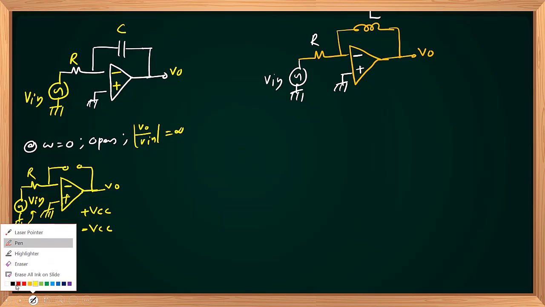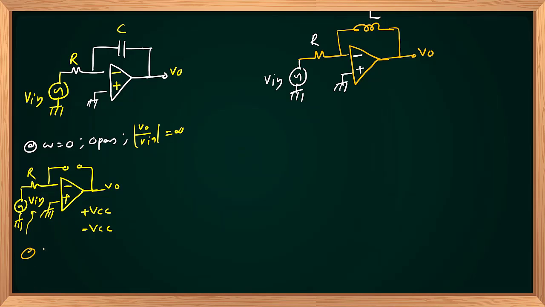At omega equal to infinity, the capacitor acts as a short circuit. So the magnitude of V out by V in will become 0, because if the capacitor is a short circuit, with negative, positive, ground, there exists a feedback.